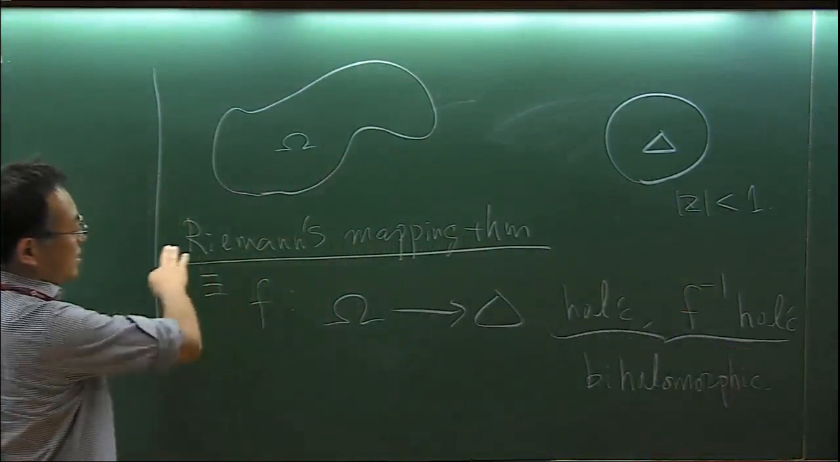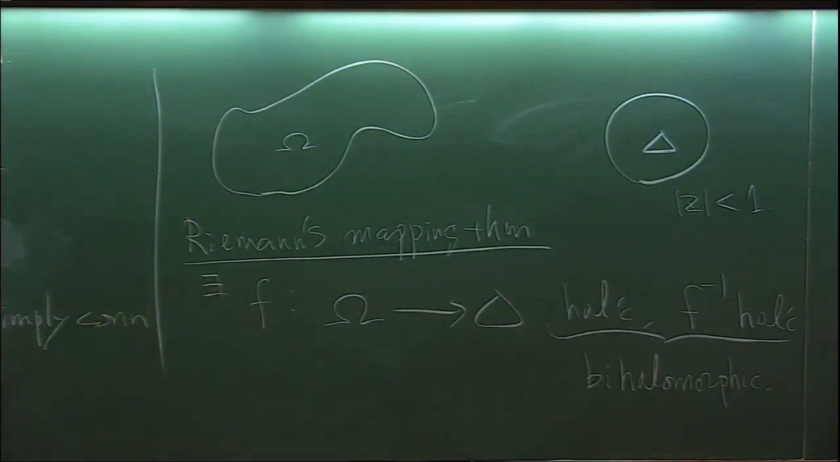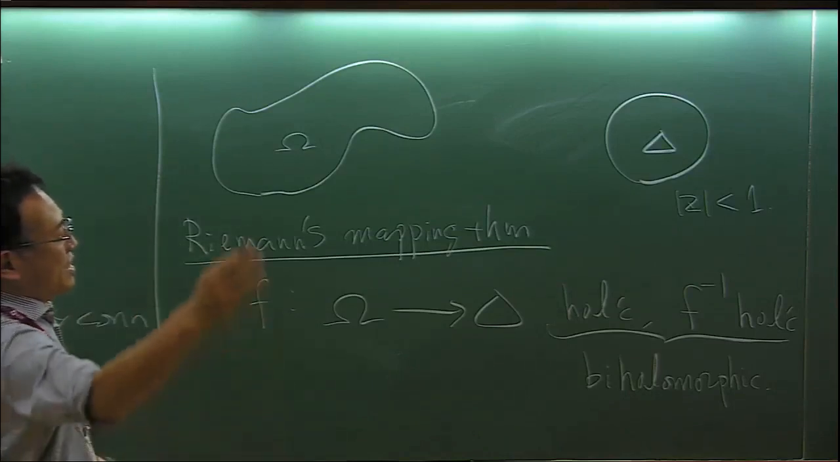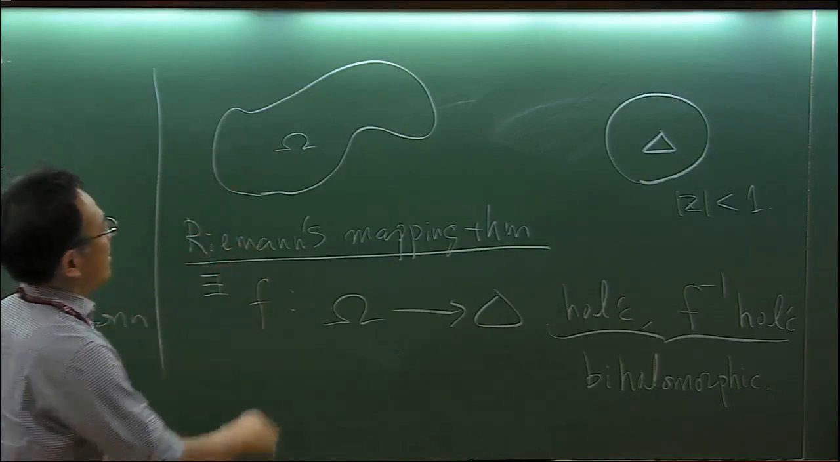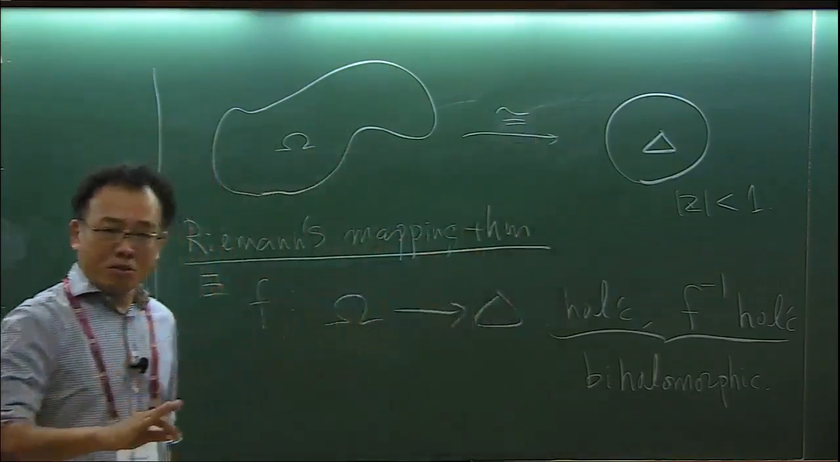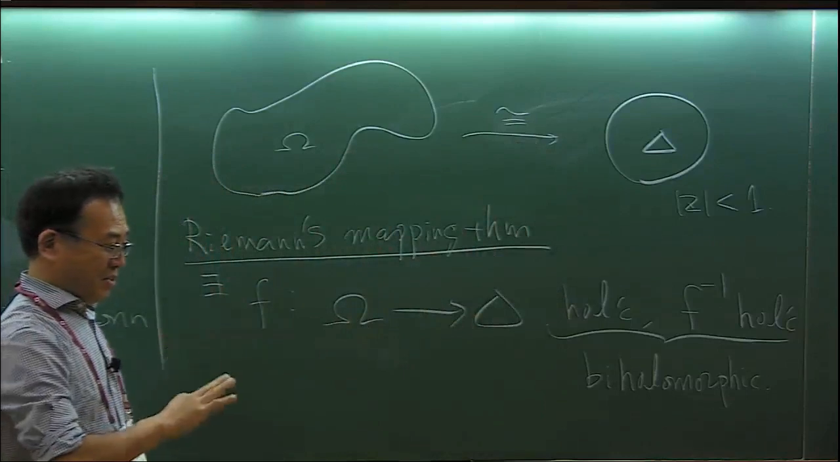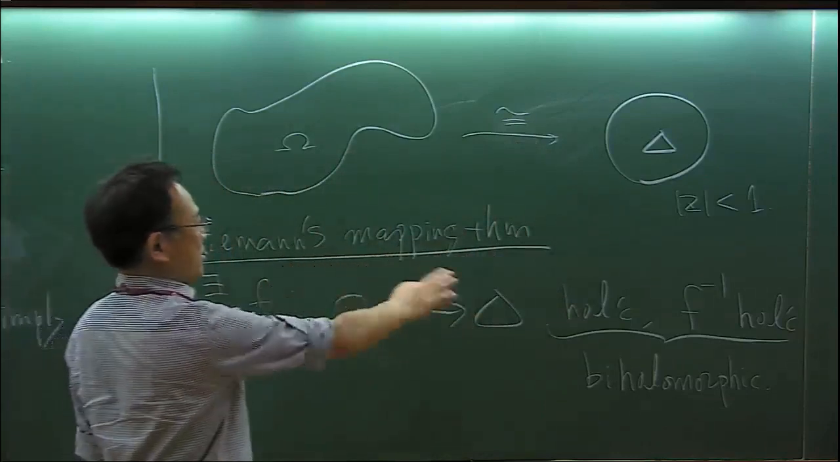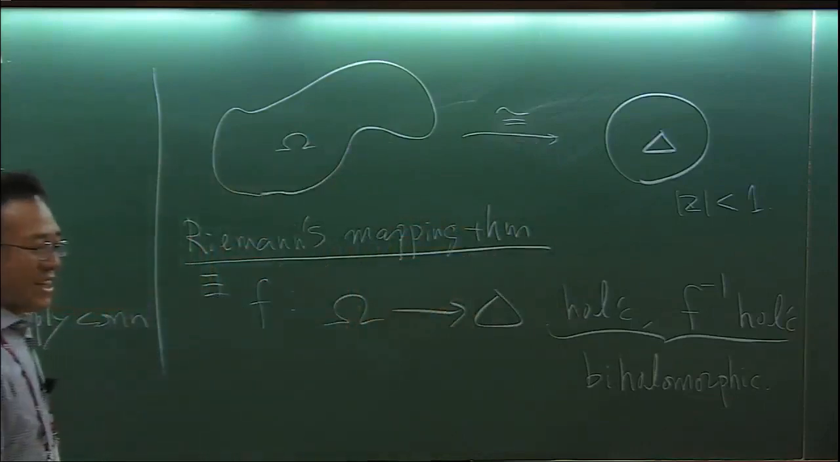So if a domain has no hole and is bounded, or not equal to C itself, it is biholomorphic to the disk. So if you consider biholomorphic geometry of simply connected domains, that's the end of the story. This is the model and there's no other choice. So this is very simple.